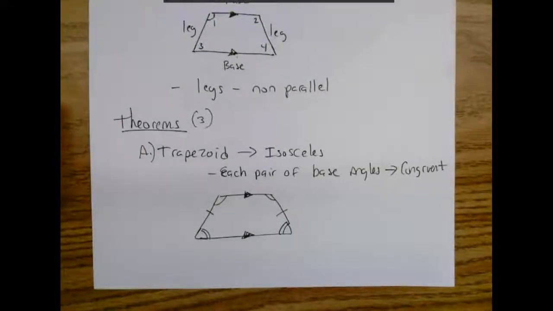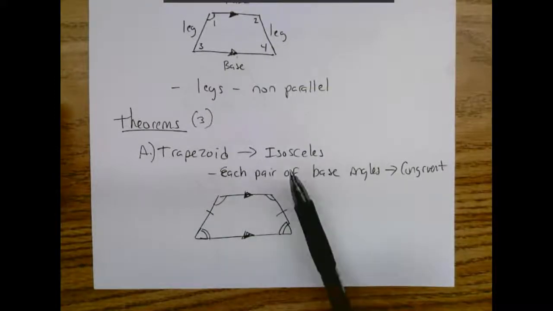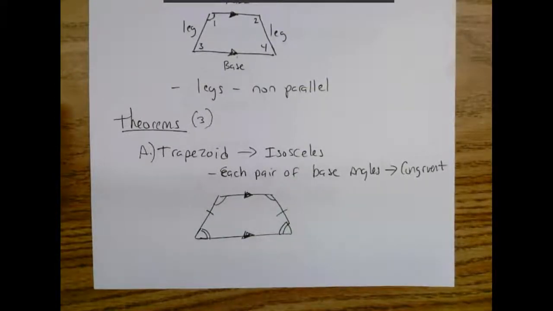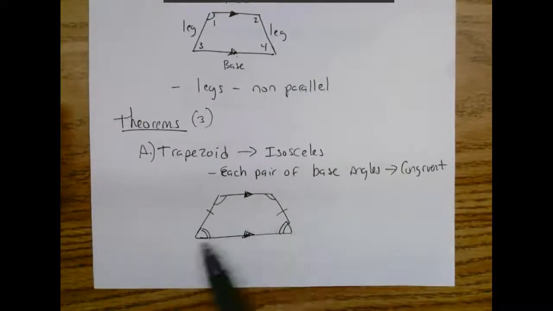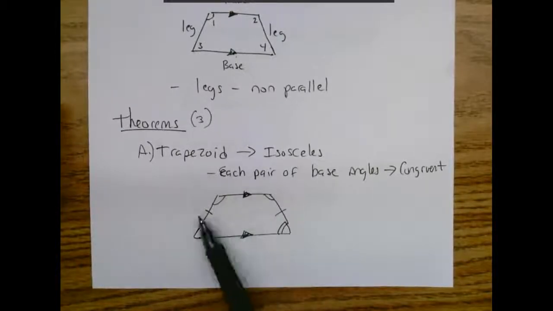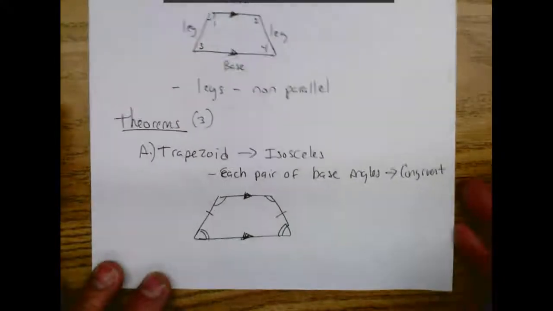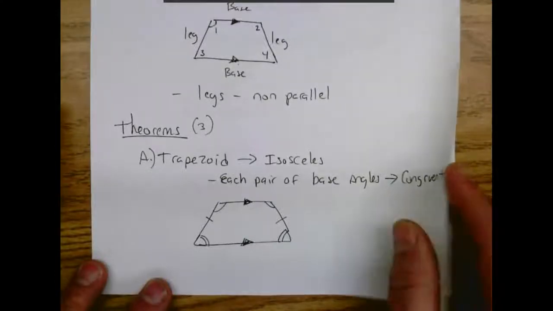First of all, a trapezoid can be isosceles, which means two of the sides are congruent. Doesn't mean they're parallel, just means they're the same length. And we can tell that a trapezoid is an isosceles trapezoid if each pair of the base angles are congruent. So we got this pair is congruent, this pair is congruent, and this makes the two sides that are equal, an isosceles trapezoid. That's one thing. Each pair of the base angles are congruent, then it's an isosceles trapezoid.